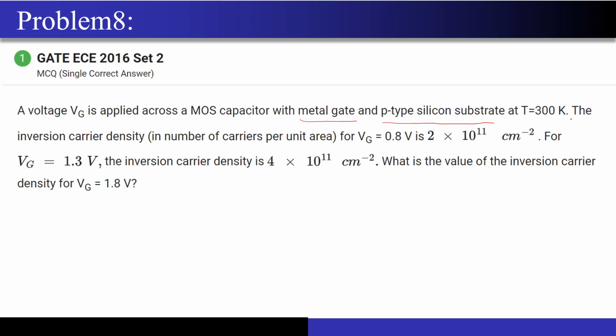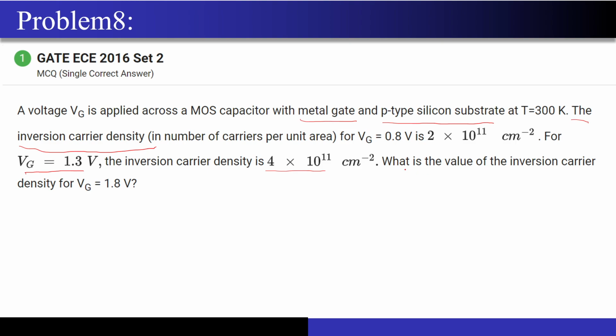Now they have mentioned one term called the inversion carrier density, right? I will come to what this thing is actually. For VG equal to 0.8 volts it is 2 into 10 to the power 11. For VG equal to 1.3 volts, the inversion carrier density is 4 into 10 to the power 11. Now the value of the inversion carrier density has been given for two different gate voltages, right?